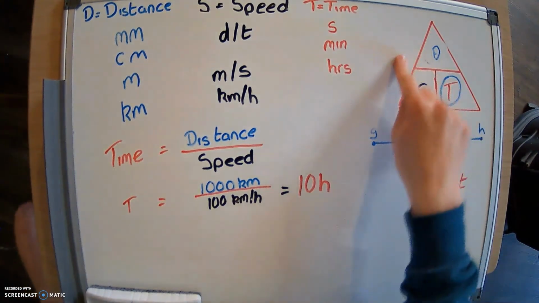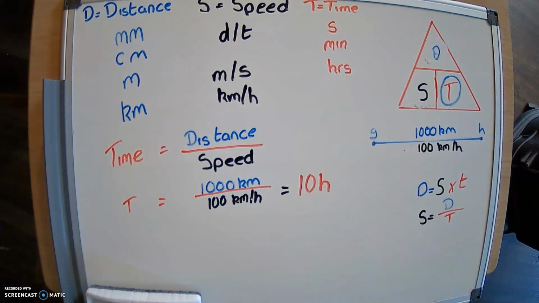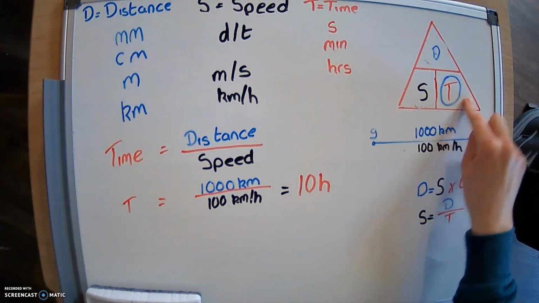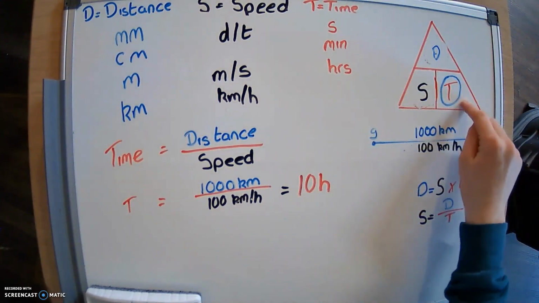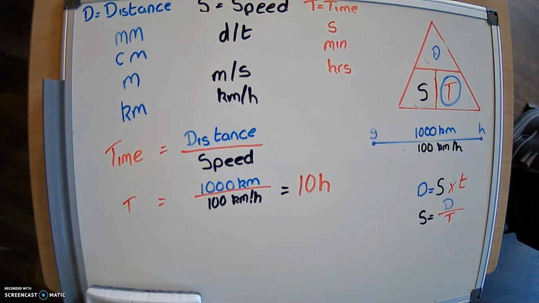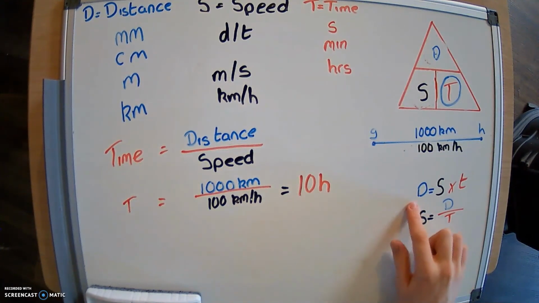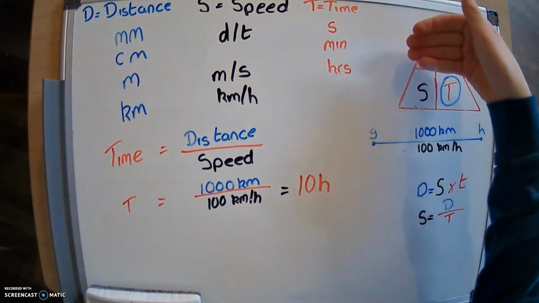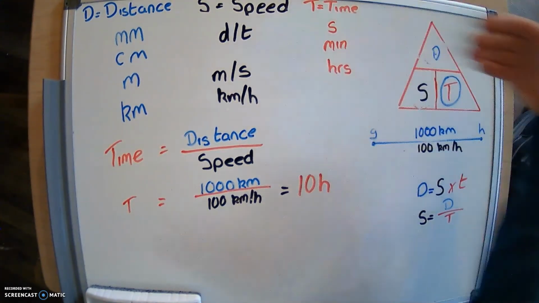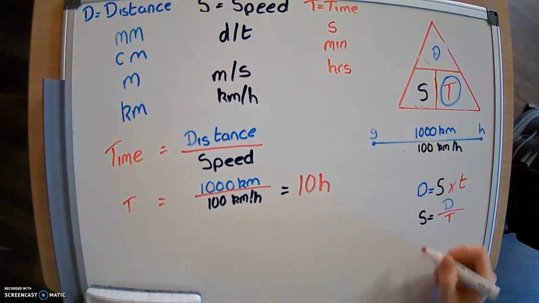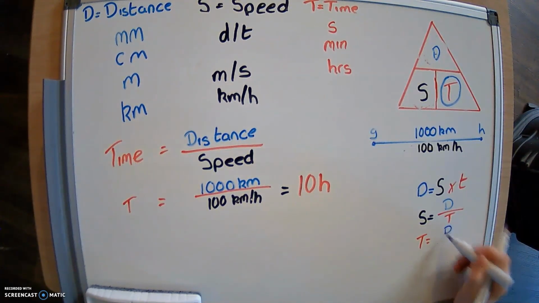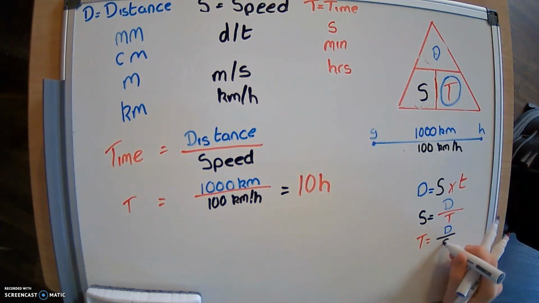Then finally, we got on to our triangle. We told you there's 2 ways of remembering this triangle. So it's Daddy's Silly Triangle, or it's the DST triangle. So D comes before S comes before T. That's how I remember it. And finally, we told you that distance is equal to speed multiplied by time. Speed is equal to distance over time. And finally, time, which is circled, is equal to distance over speed.